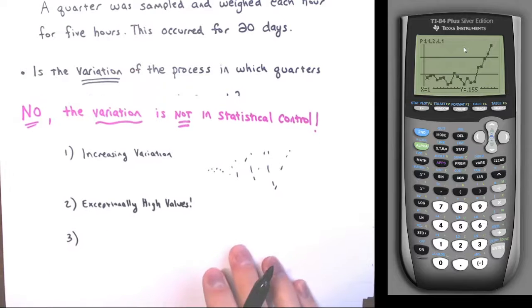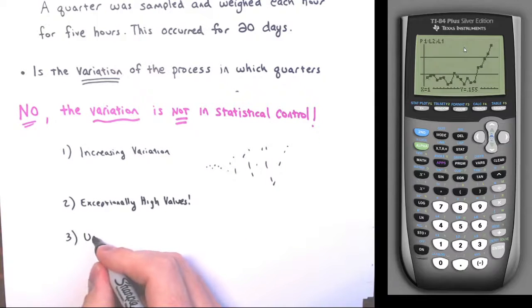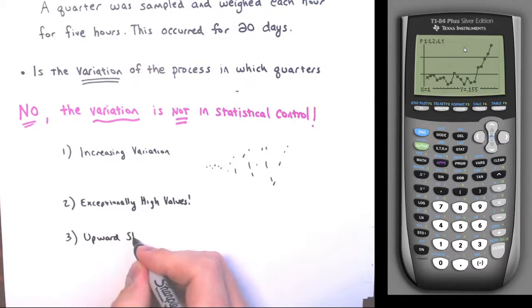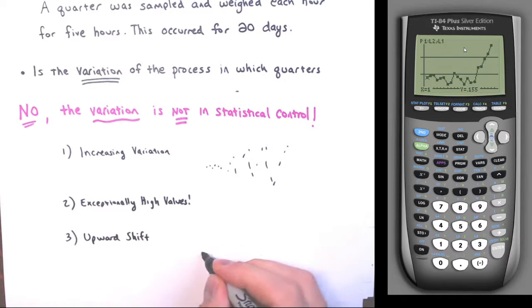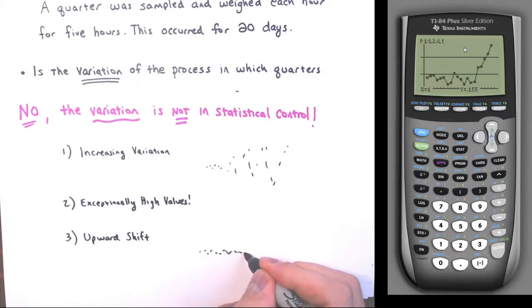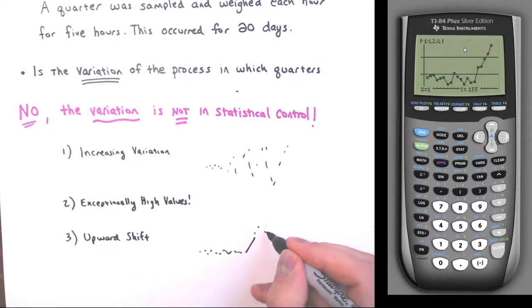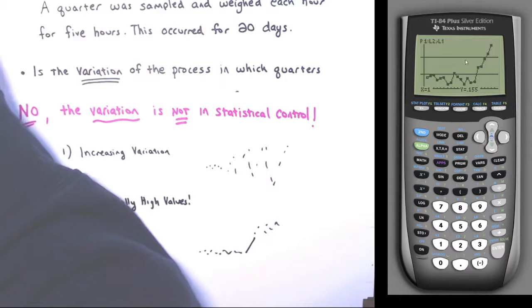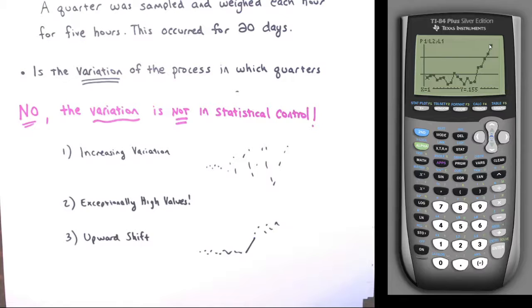Three, there's that upward shift. There's a noticeable upward shift, right? All the stuff from days 1 through 15 started around the same, within the same band, and then the last 5 days, man, way up higher. There's a definite upward shift which wouldn't occur naturally, right? So again, out of control.